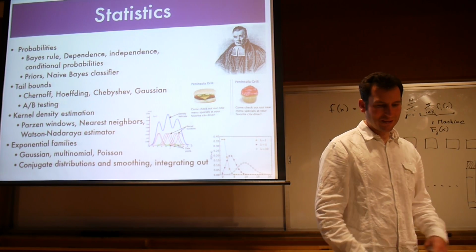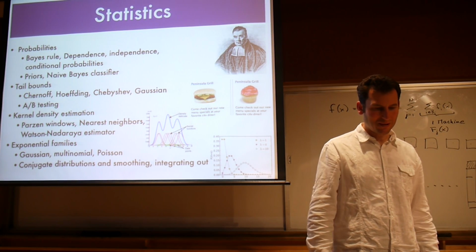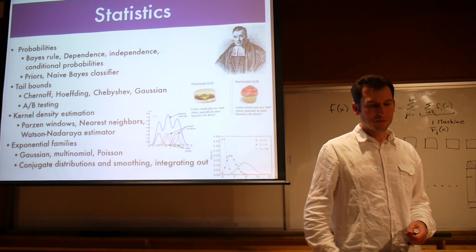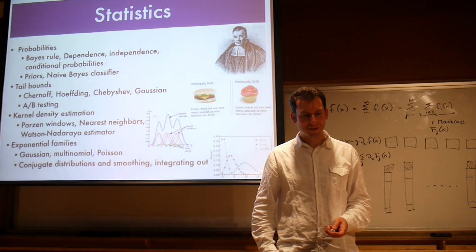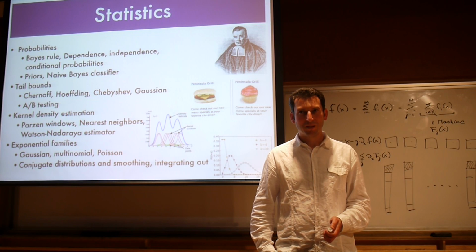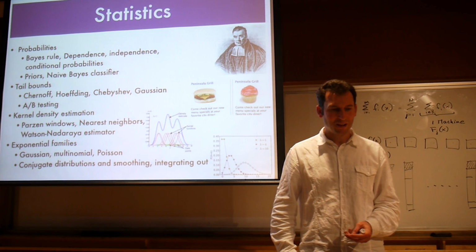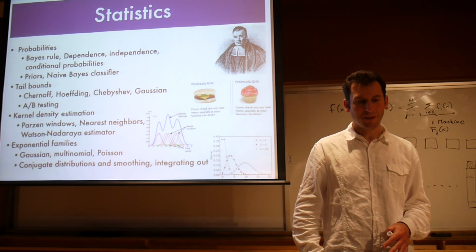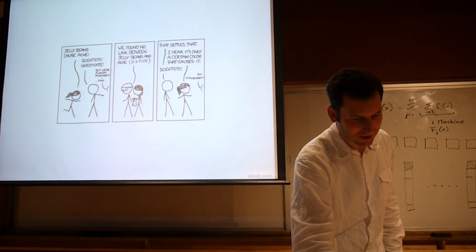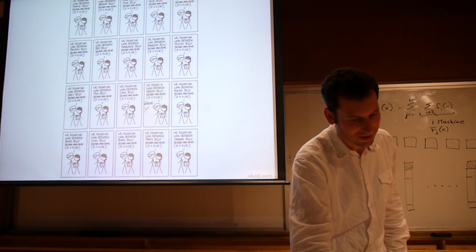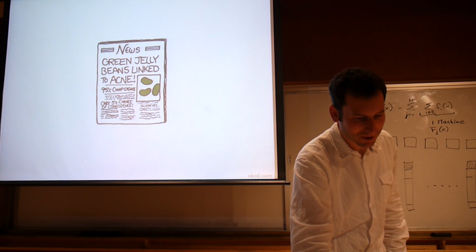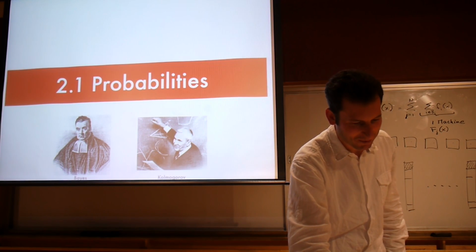We're going to do very basic things: Bayes rule, dependence, independence. We'll look at Naive Bayes, then actually how you would go and implement it. Then we'll look at some tail bounds, how you use them, kernel density estimation, and then in the end exponential families. There's a fair chance that we'll only get to the end of the tail bounds, maybe the beginning of kernel density estimation. And, well, you can read through the XKCD at some point. That's what you want to avoid. Green jelly beans and acne.